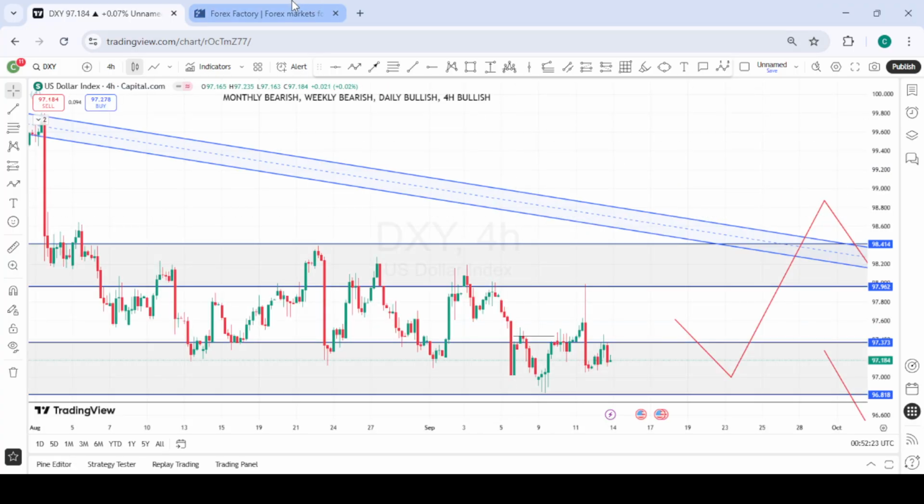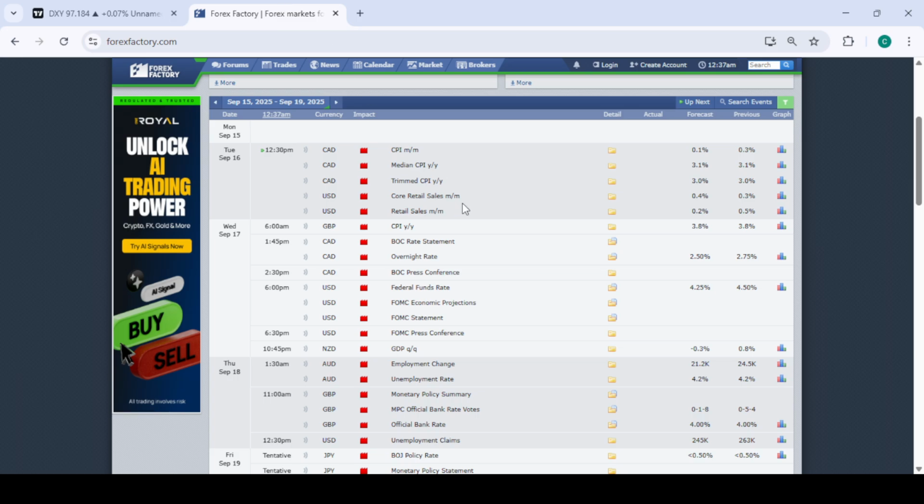So before we dive into next week's analysis, let's look at the economic calendar for the coming week. The coming week has a lot of fundamentals and it's going to be a very volatile week. So we need to be very cautious when we are taking our trades, because the high impact news that we have lined up for next week is very, very strong high impact news. So we have to take caution with our trades.